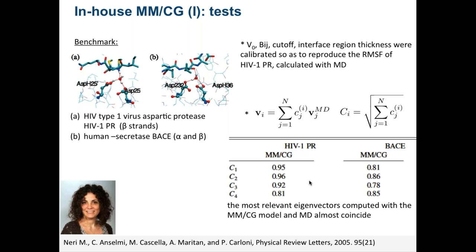And we further tested the accuracy of the model, calculating the covariance matrix of the C alpha position fluctuations. And you see here, if you calculate the eigenvectors corresponding to the plain MD simulations and MMCG simulation, you see that the most relevant eigenvectors almost coincide, which means that basically with the MMCG we are able to essentially recover the main features of the dynamics.